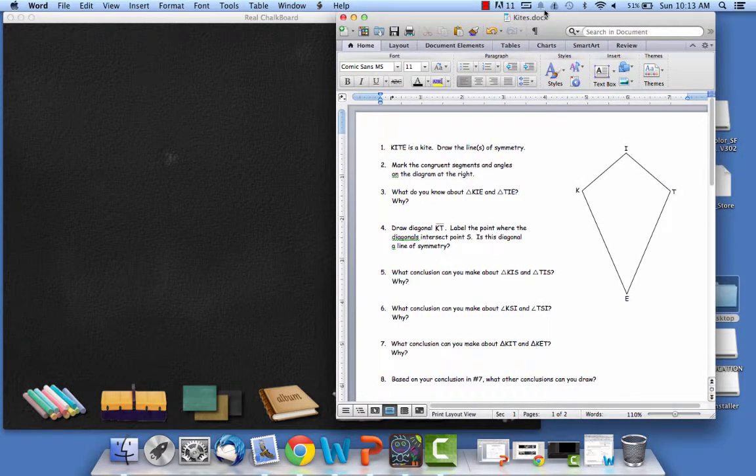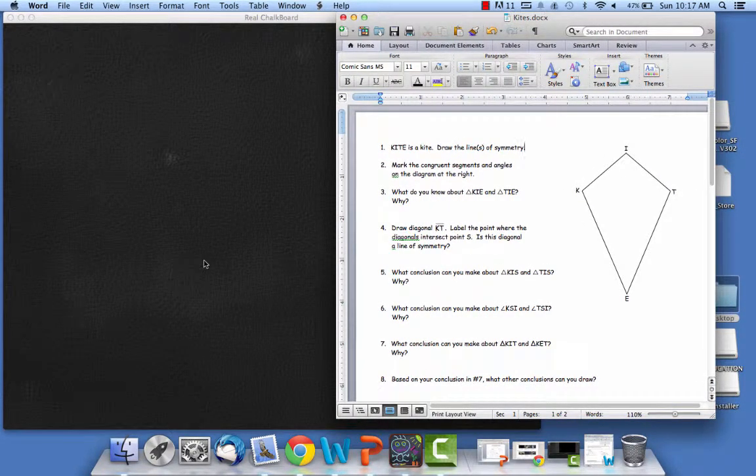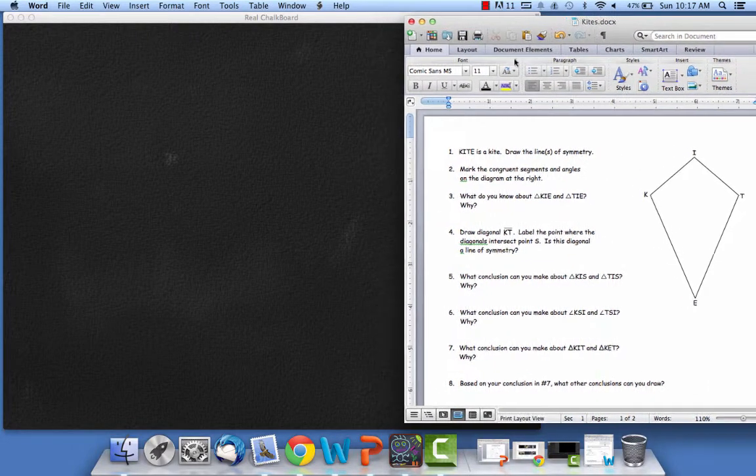Okay, now we're going to talk about kites, which is the last specific type of quadrilateral we can talk about, and then we can fill out entirely that graphic organizer that you had before. Okay, so this is a kite.